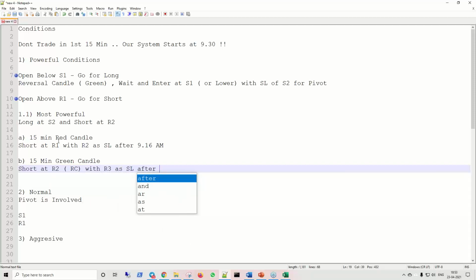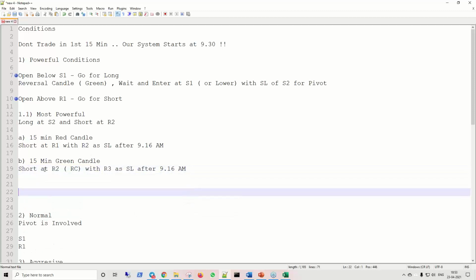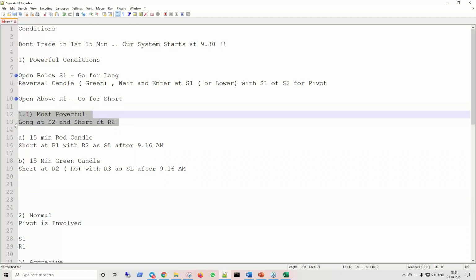Once again, after 9:16. Okay. So, like I said, the most powerful is entering into the trade where S2 and R2 are involved. Wherever S2 and R2 are involved, those are the very, very powerful setups.